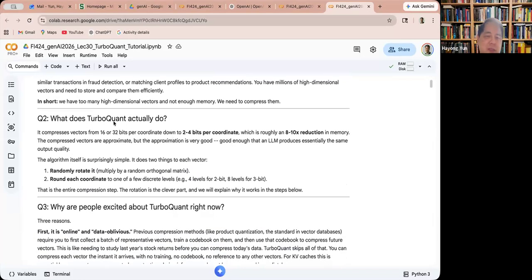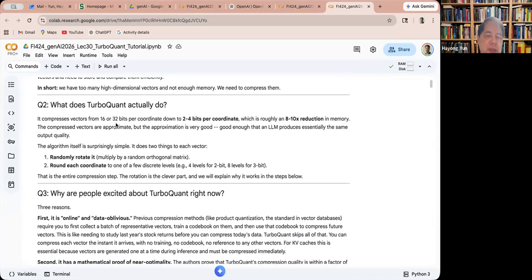So what does TurboQuant actually do? It compresses vectors from 16 or 32 bits per coordinate down to 2 to 4 bits per coordinate, which is roughly 8 to 10 times reduction in memory. The compressed vectors are approximate, but the approximation is very good, good enough that an LLM produces essentially the same output quality, which is amazing.